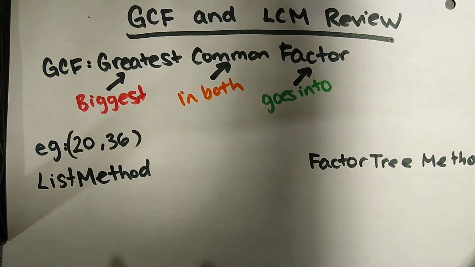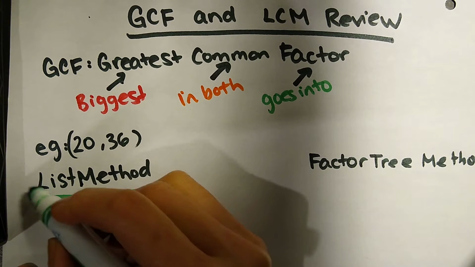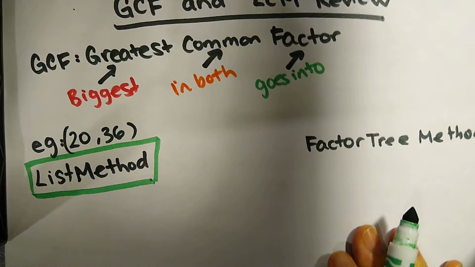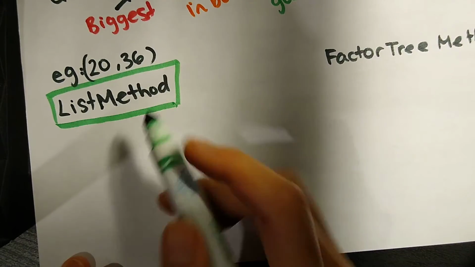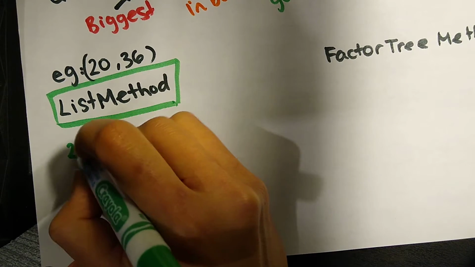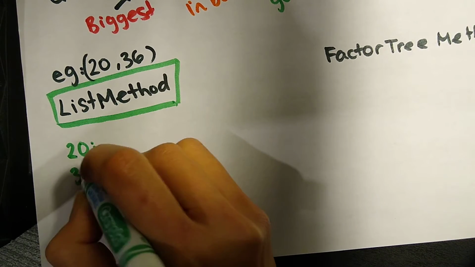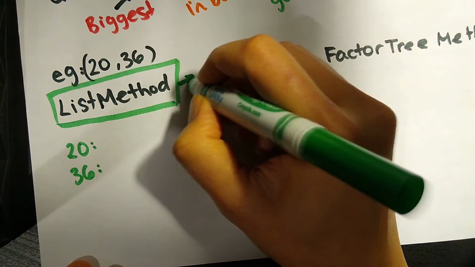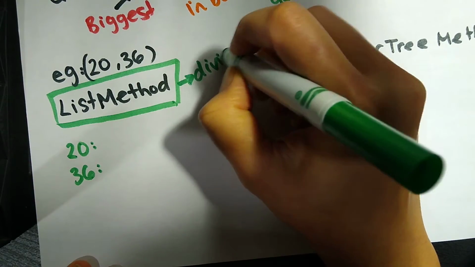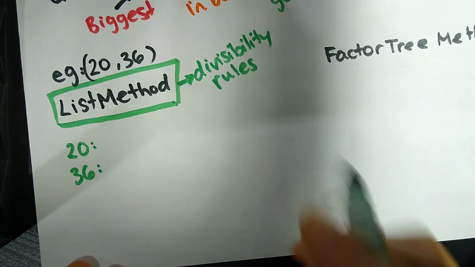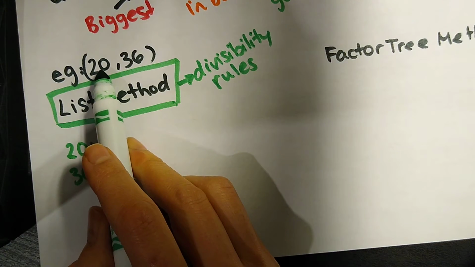So the first method is the list method, and this is what I said was easier, but later on we're going to be using the factor tree method in school, so you should learn that as well. Just to review the list method, you write both numbers like this, and then you list the factors. Remember, for the list method, you want to use the divisibility rules to find what numbers go into 20.